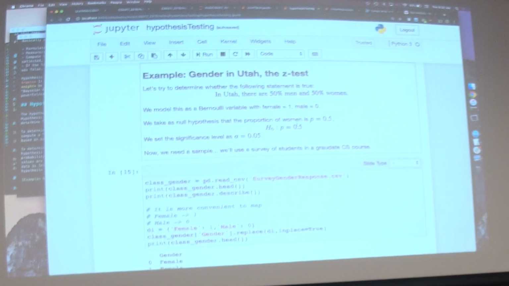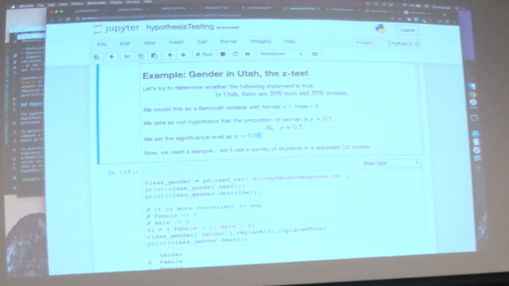Here's another one. We are trying to figure out whether or not there are equal numbers of men and women in the state of Utah. So our hypothesis is that we have a 50-50 split. We're assuming that gender comes from basically a fair coin flip. So our null hypothesis is that when you're born, there's a 50% chance of you being a woman.